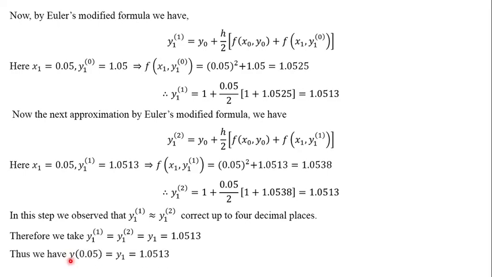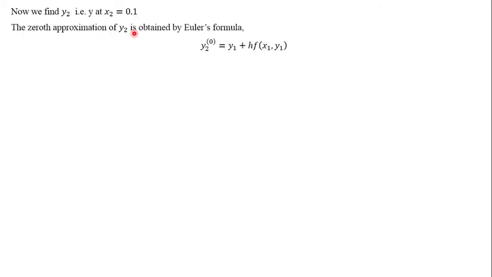Thus we have y1 is y at x1. So y at 0.05 is 1.0513. Now to find y2, that is y at x2 equal to 0.1. The zeroth approximation formula for y2 is: zeroth approximation of y2 is y1 plus h f at x1 y1.